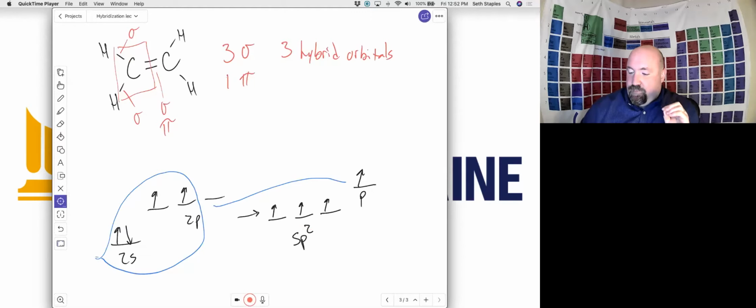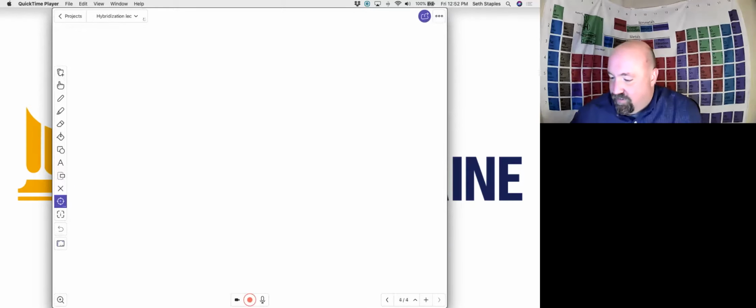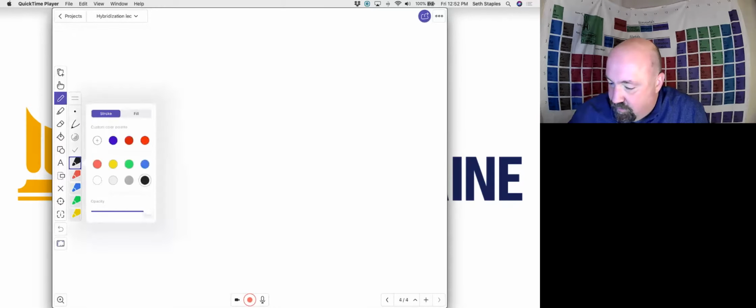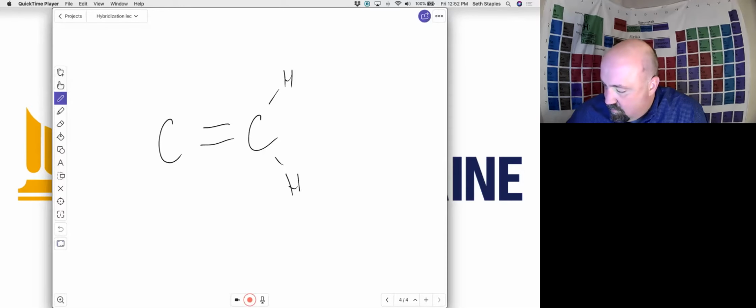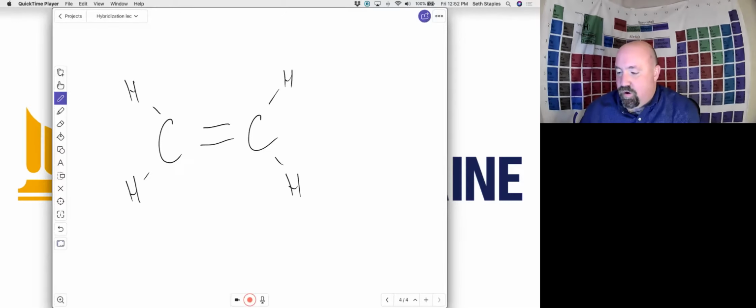And so if we start to draw this, and this is where things get a little bit messy, but I'll try to draw this as best I can here. And so here we have our carbon double bonded to carbon. And we have our hydrogens hanging off that. And so each carbon is going to form 3 sp2 orbitals. So let's draw those in here.